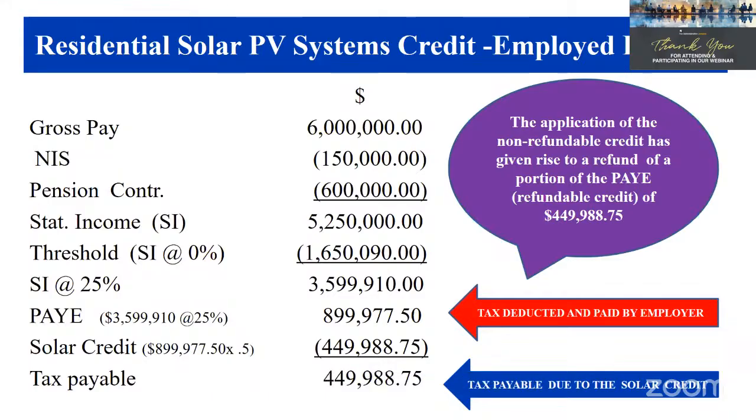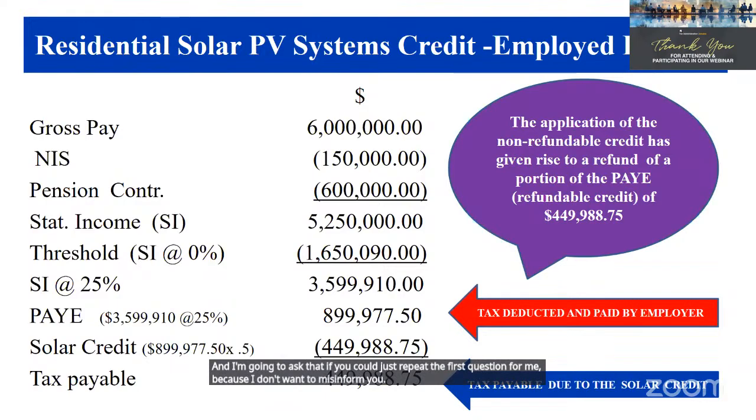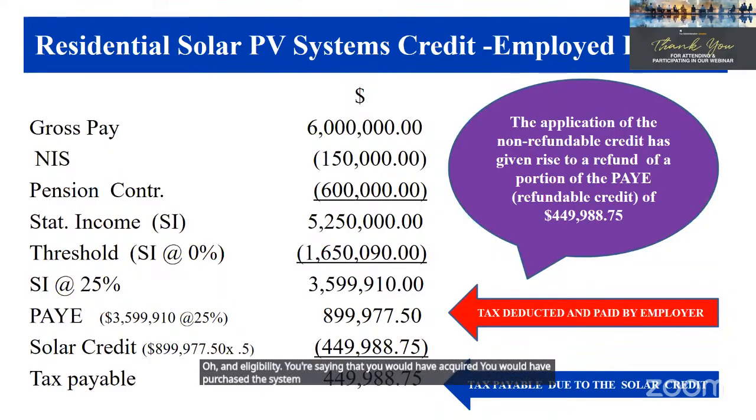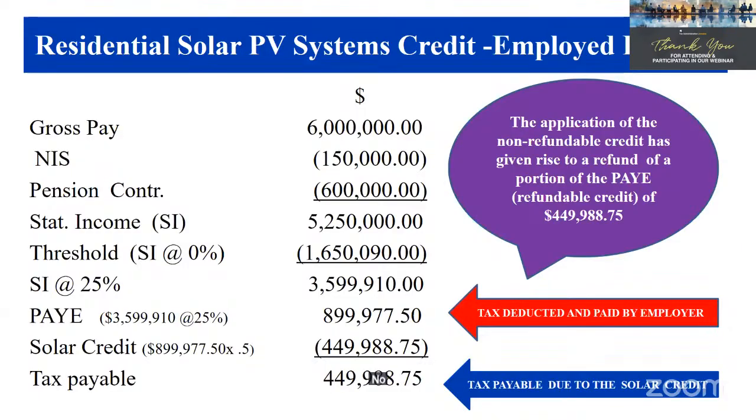Okay. And I'm going to add that if you could just repeat the first question for me, because I don't want to misinform you. It's related to when am I eligible to apply? Oh, when eligibility. Yeah. You would have purchased the system in 2024? No. I am going to install like in another month or so. I'm going to start installing. When did you purchase the system? I have not paid in full yet.